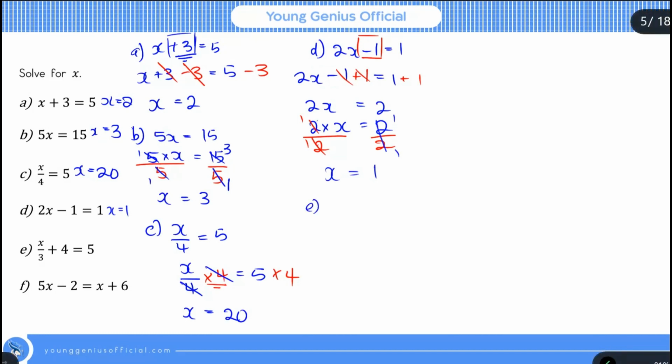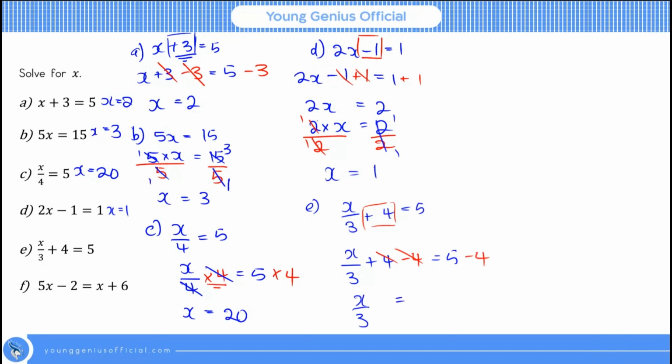Let's try E. So x over 3 plus 4 is equal to 5. I hope you're following. So again, it's easier to get rid of this first, so we'll do just that. So x divided by 3 plus 4, seeing that that's plus 4, we'll do the opposite operation, which is minus 4, and that would be equal to 5 minus 4, because we need to keep the equation equal. So if we take away 4 from this side, we have to take 4 from the other side as well. So now we'll be left with x divided by 3 is equal to 5 minus 4, which is 1.